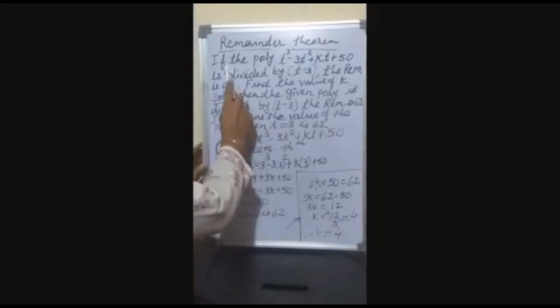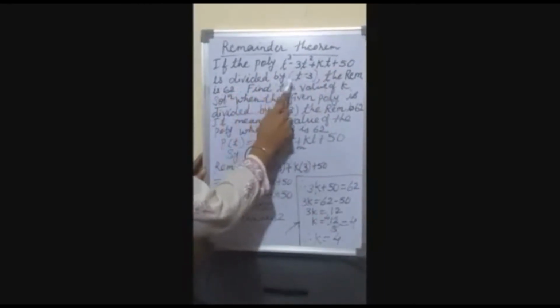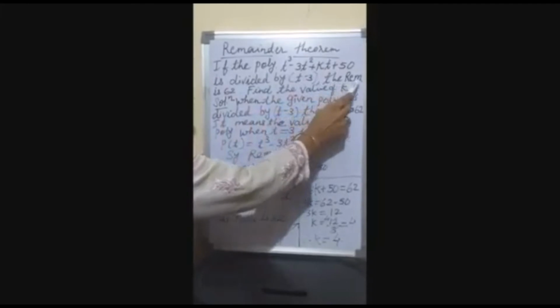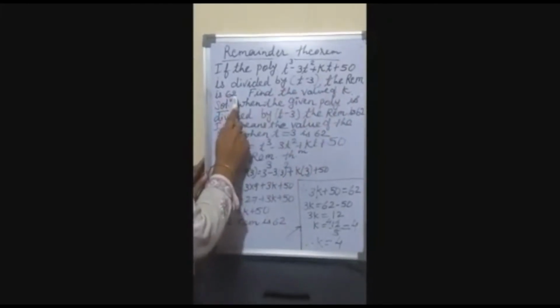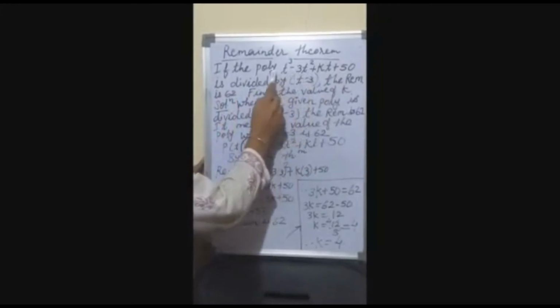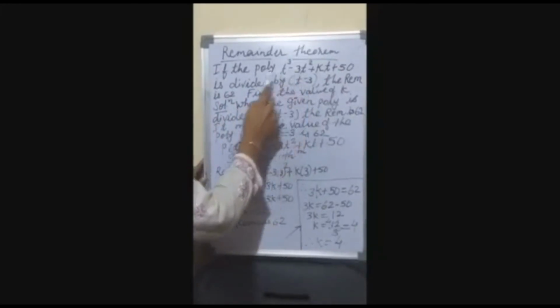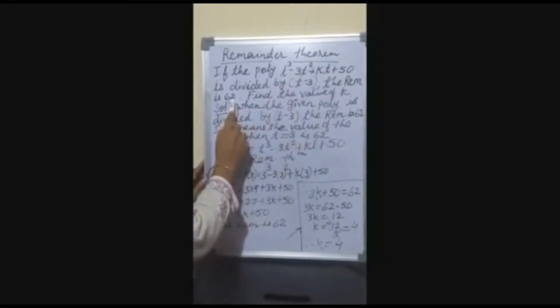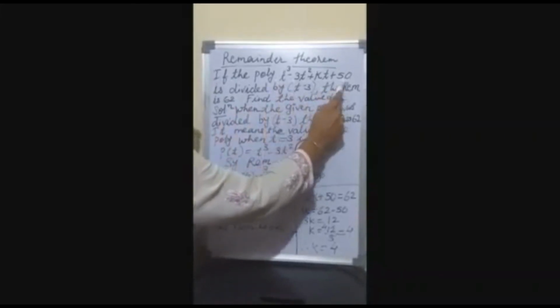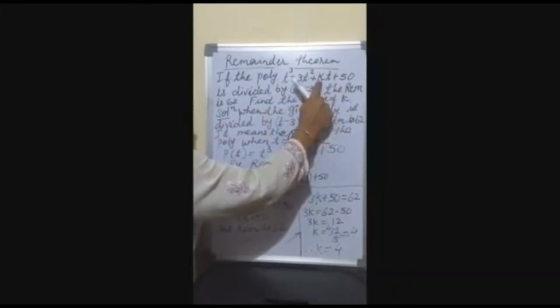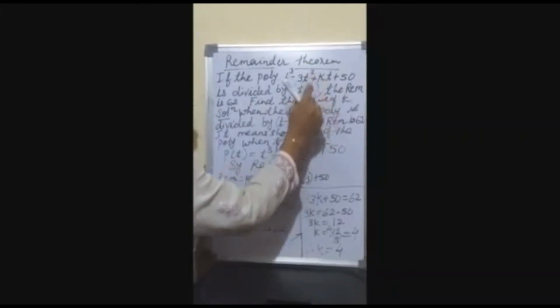One more example on remainder theorem. Now the question is, if the polynomial is divided by t minus 3, the remainder is 62. Already one remainder is given, meaning when you put the value of t as 3, the remainder is 62. Find the value of k. You can see in the given polynomial k. Here k you have to consider as the coefficient of t.